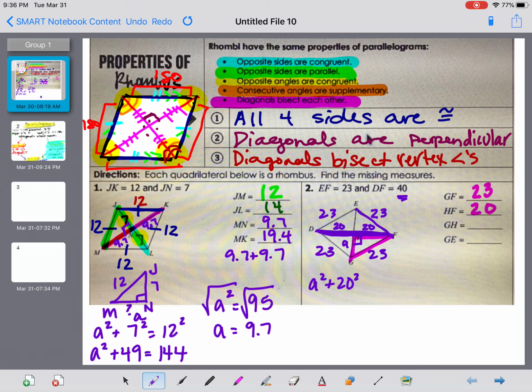So we'll call GH our little a, and then we'll have a squared plus 20 squared equals 23 squared. So a squared plus 400 equals, I don't remember what 23 squared is off the top of my head. I'm going to go look. Oh, 23 squared. 529. And then that means that a squared is 129. And we take the square root, and a is equal to 11.4. 1 decimal place here. All right, so GH is 11.4.